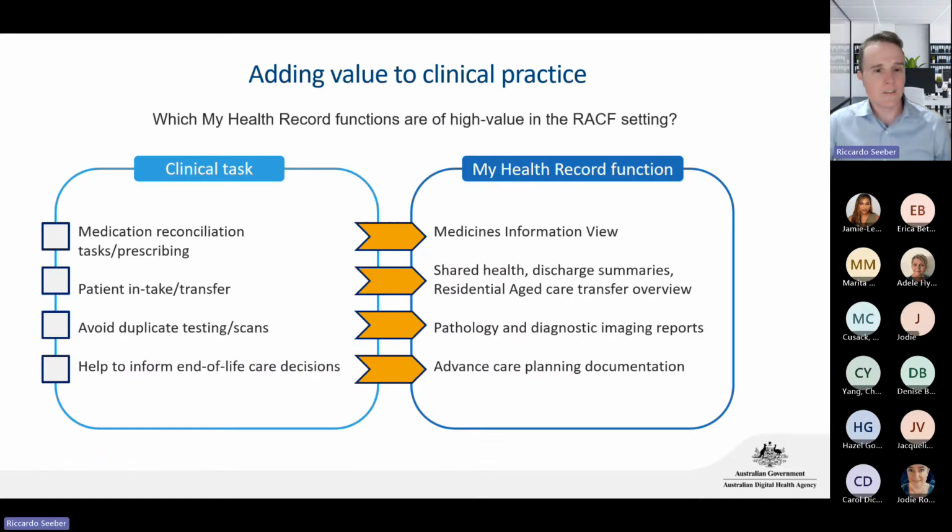particularly with some of the links. For example, documents in My Health Record can be helpful with some clinical tasks and workflows in aged care. So if you need to reconcile a resident's medication, the My Health Record has a medicines information view. If a patient is being transferred, then the My Health Record offers discharge summaries from hospital or residential aged care transfer overviews. It offers pathology to avoid duplication of testing and advanced care planning documentation, which is a recent addition, and that helps to inform processes of end-of-life care decision-making.